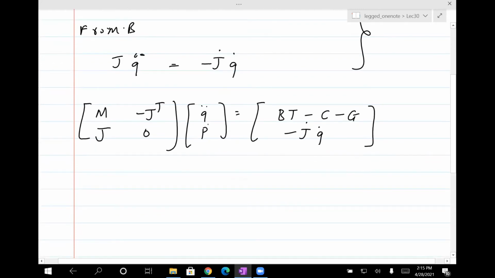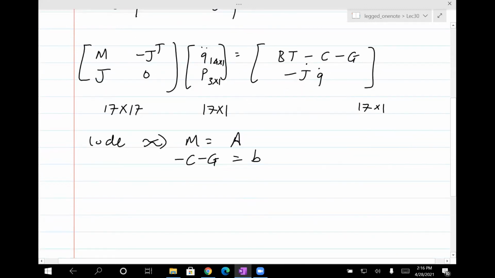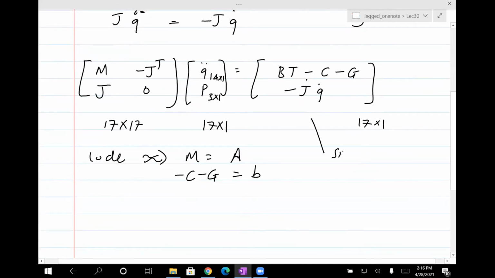Okay, so this thing here is pretty long, pretty big. Remember that this is 14 equations and these are 3 equations. So we're looking at a 17 by 1 system, and this is 17 comma 17. Now in my code, M will be capital A, that's what I used, and the difference of C and G is going to be B. That's how I wrote it down. So that is the single stance.